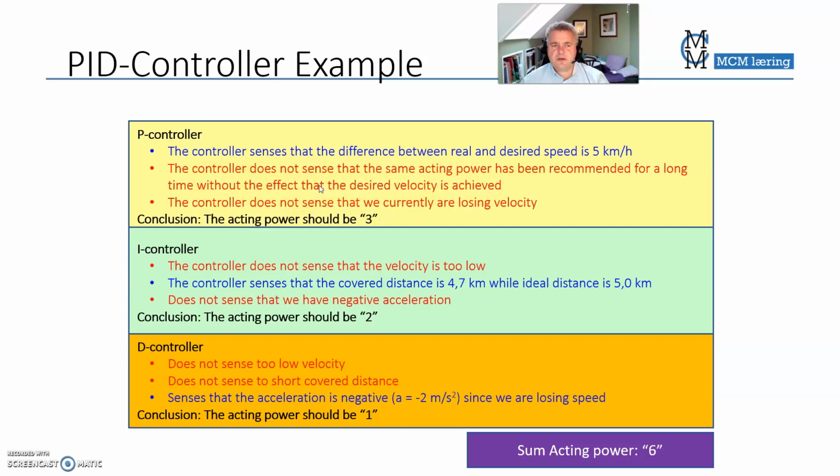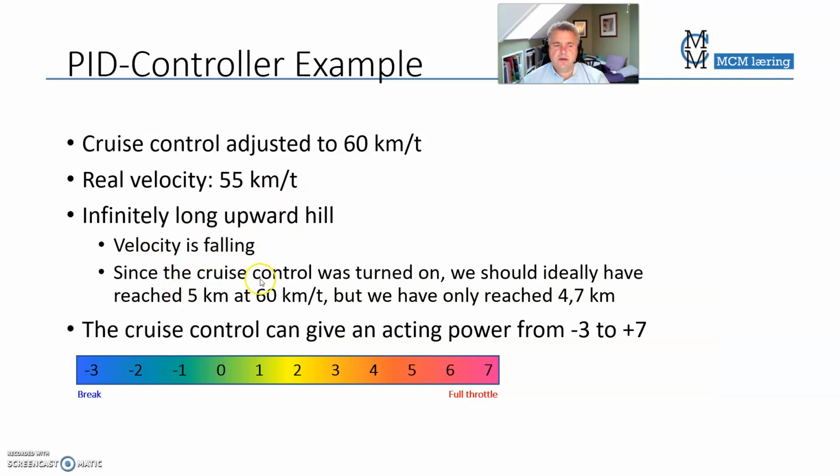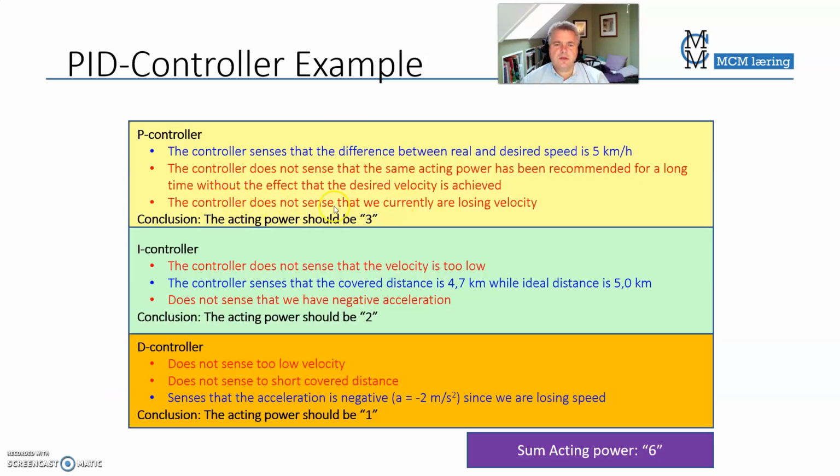Since we are actually 300 meters behind the desired distance, that would mean that since we started, we have actually been running too slow. But that is not detected by the P control, because the P control only looks at the current deviation or error. It doesn't sense that we are actually losing velocity since we're going on an upwards hill, because it's only looking at the current difference between the desired and the true value.